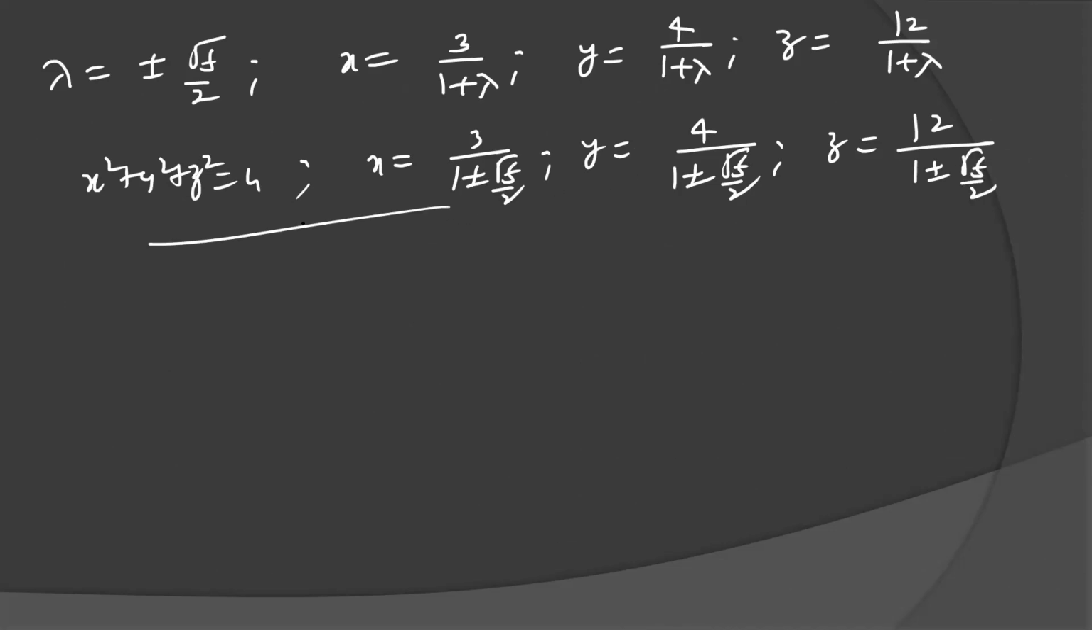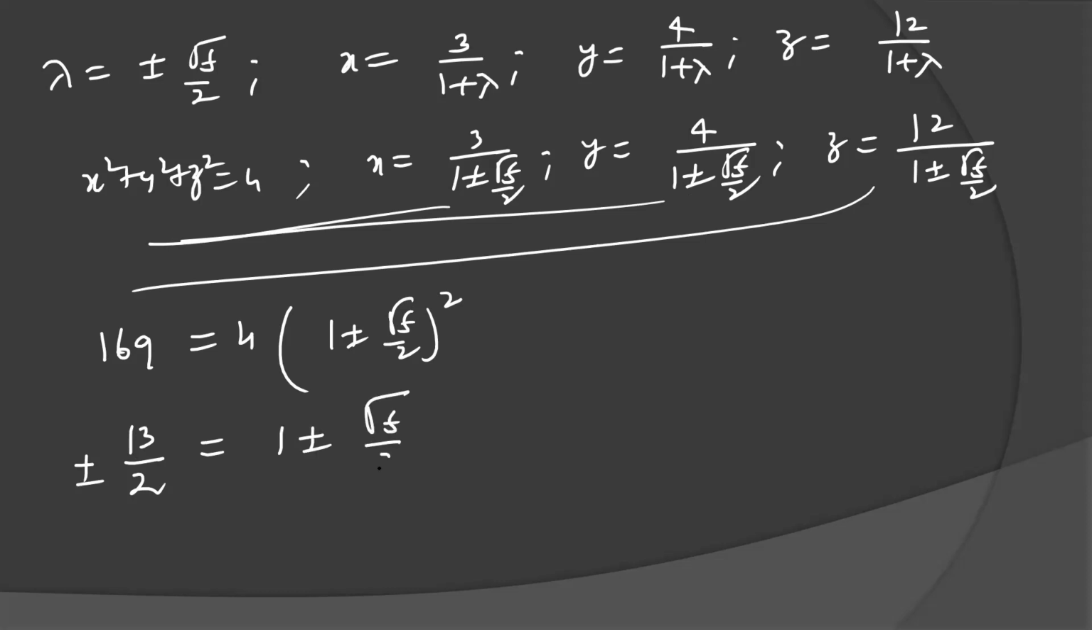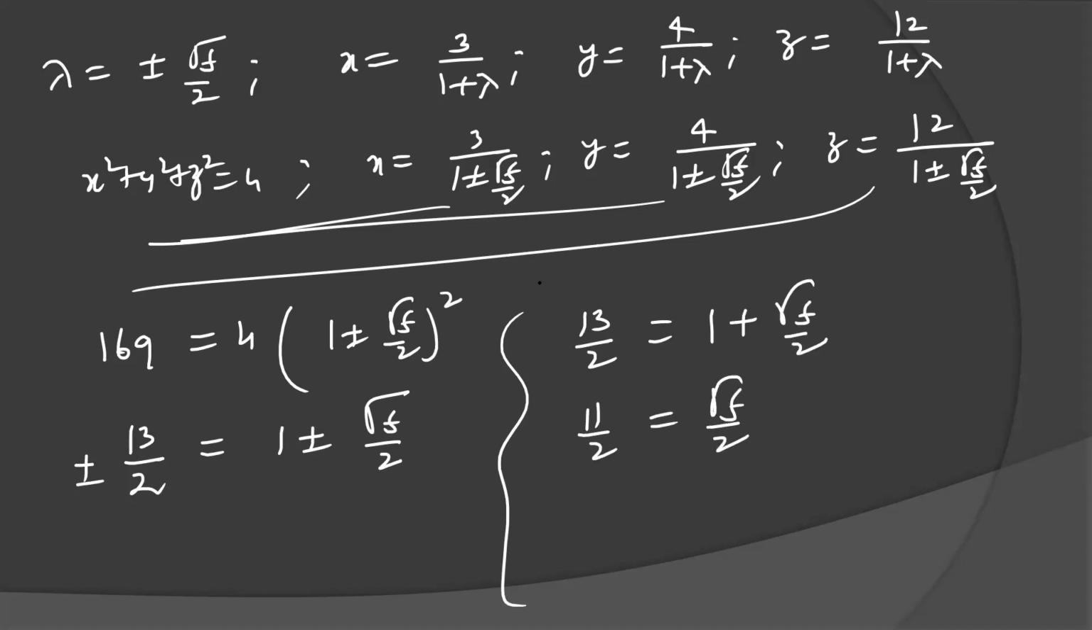If you put these relations here, you will get 169 equal to 4 times (1 plus minus root f by 2) whole square. So that will be 13 by 2 equal to plus minus (1 plus minus under root f by 2). Take the positive sign on both sides: 13 by 2 equal to 1 plus root f by 2. So 11 by 2 equal to root f by 2. So root f equal to 11. So one distance is 11.